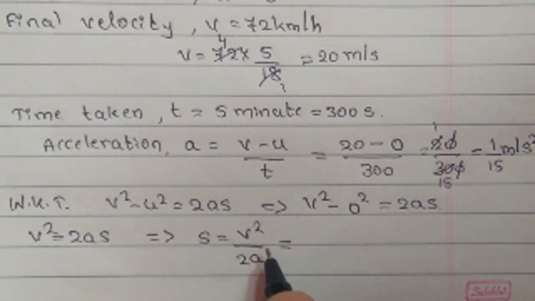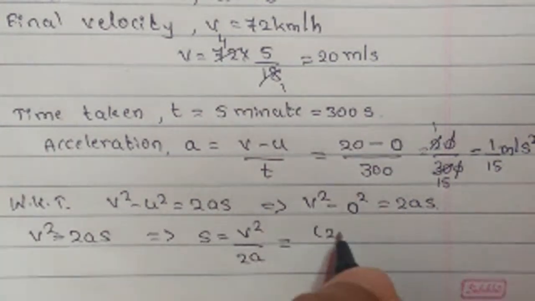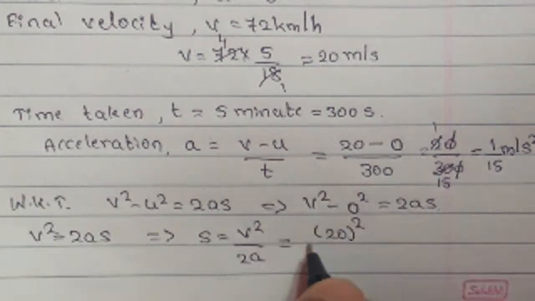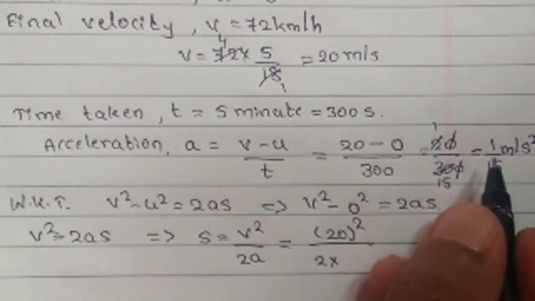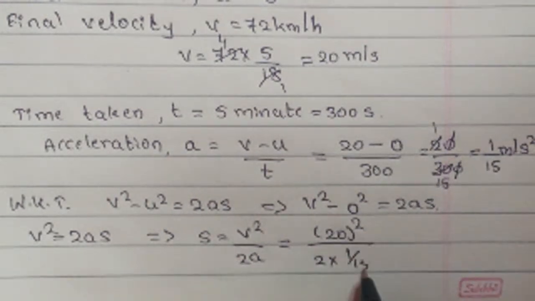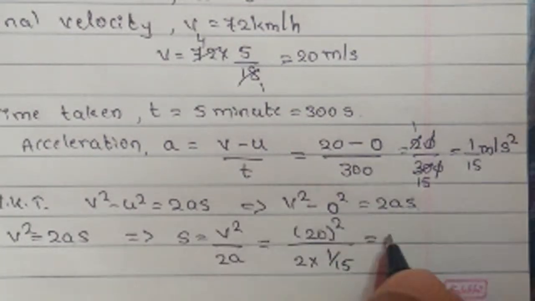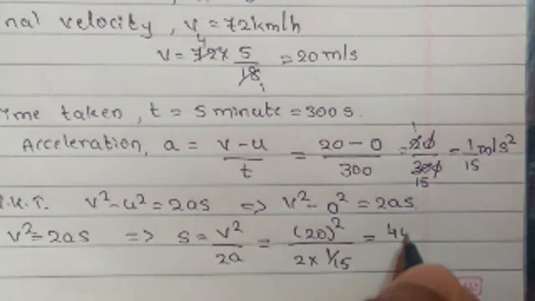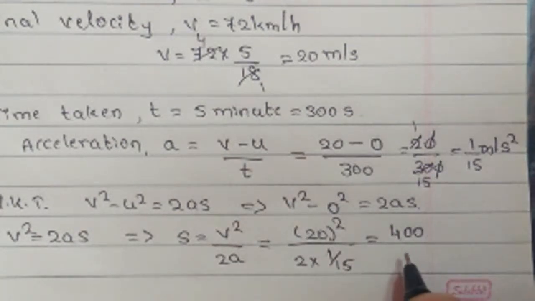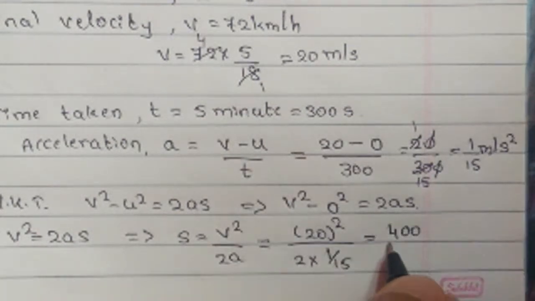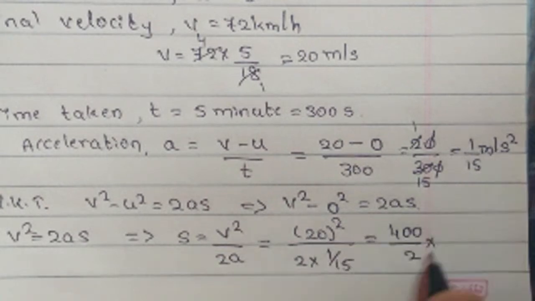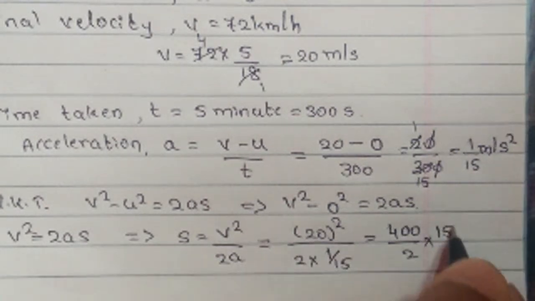Okay, now we have to substitute the v square value. The v value is 20, so v square divided by 2 into a. Just now we found the value of acceleration as 1 divided by 15. So it becomes 20 square is 400, 20 into 20, 2 twos are 4, then 2 zeros, divided by 2 into 1 divided by 15, it becomes 15 divided by 1.